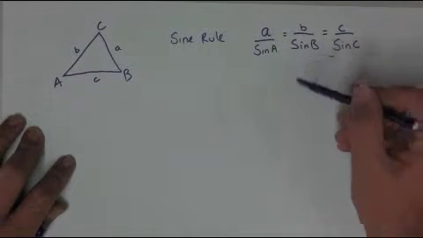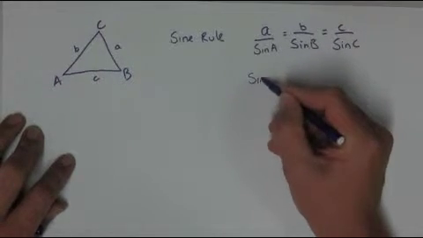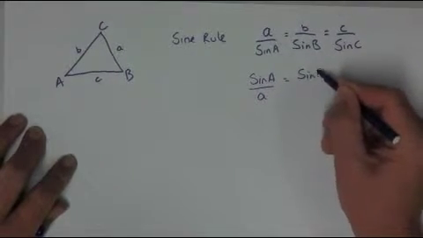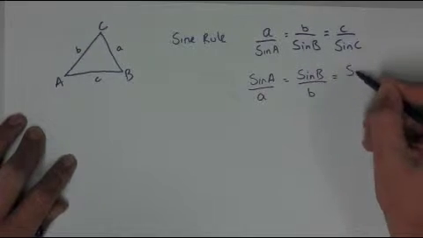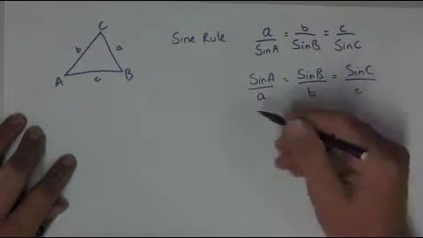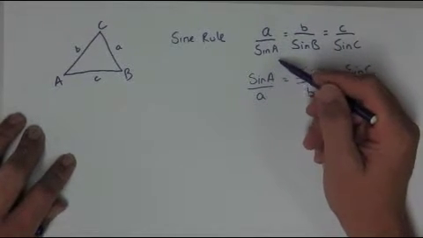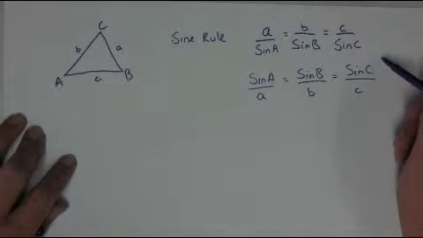Now this can also be written sometimes up the other way. People sometimes invert it the other way. So they have sine B on b is equal to sine C on c. And this will work also because they are looking at the ratio between the side length and the sine of the angle for each case.